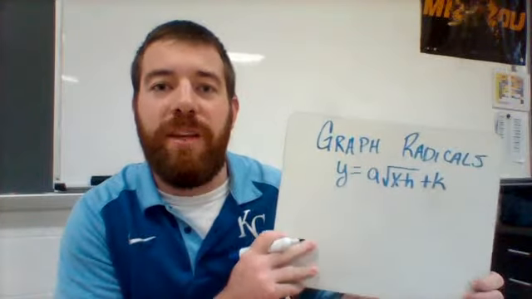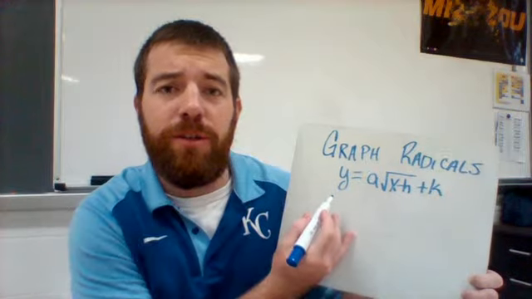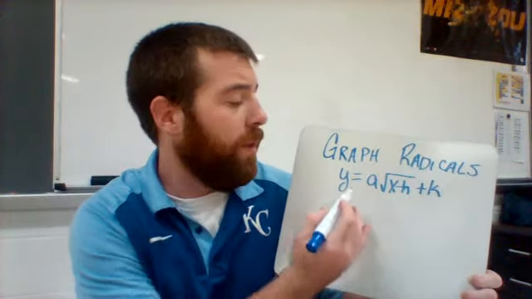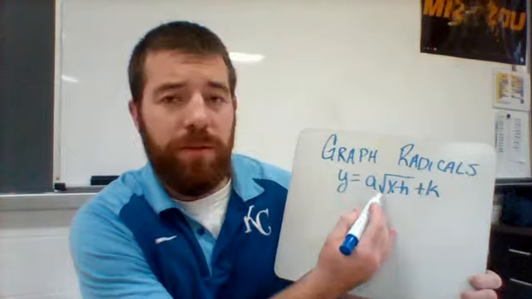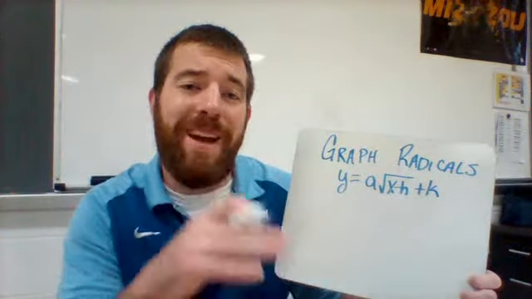Hi guys, today we're going to graph radicals. Here is the equation. It's going to look just like graphing quadratics in vertex form. Okay, so you have your radical. The A is still going to be your multiplier. It's going to stretch it up and down.